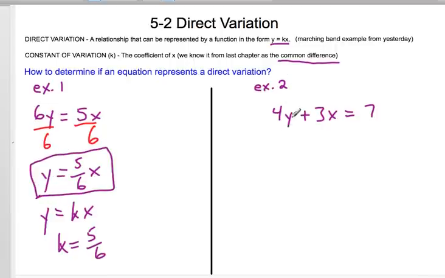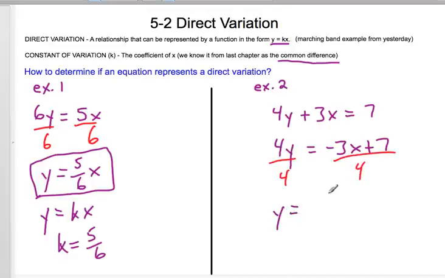So in this example, we're going to solve for y again, just like we did in example 1. And I'm going to make this negative 3x plus 7. I could also write that as 7 minus 3x, but I'm doing that for a reason I'll show you in a moment. So I'm going to solve for y. We have to divide both sides by 4. And what that means is I can either write negative 3x plus 7 over 4, but I could also write it like this, negative 3/4 x plus 7 over 4.